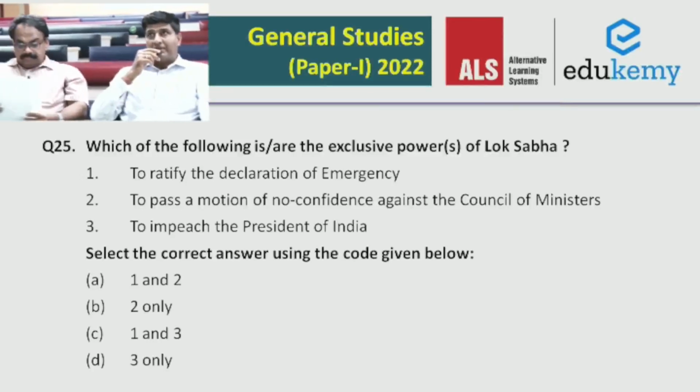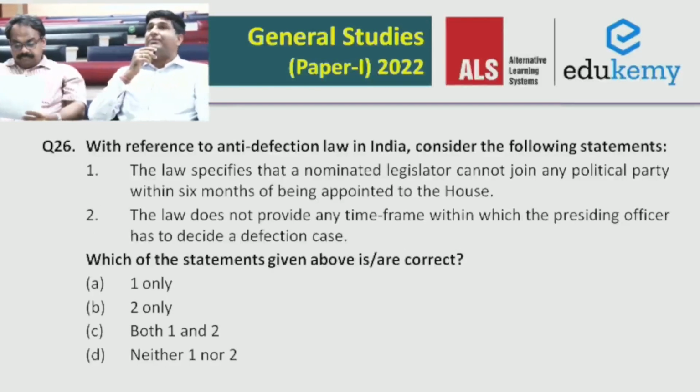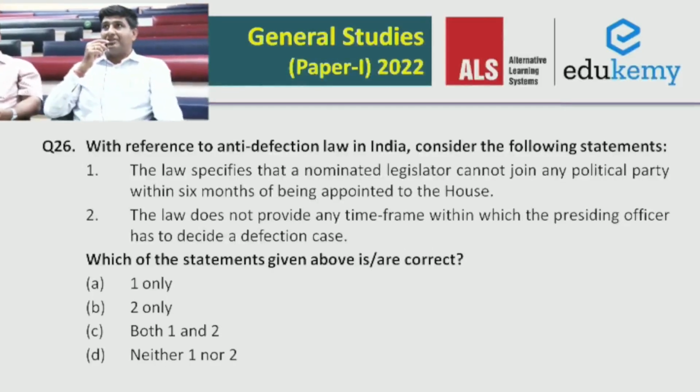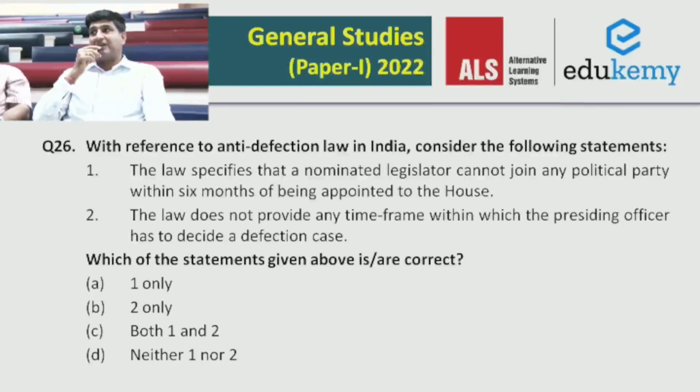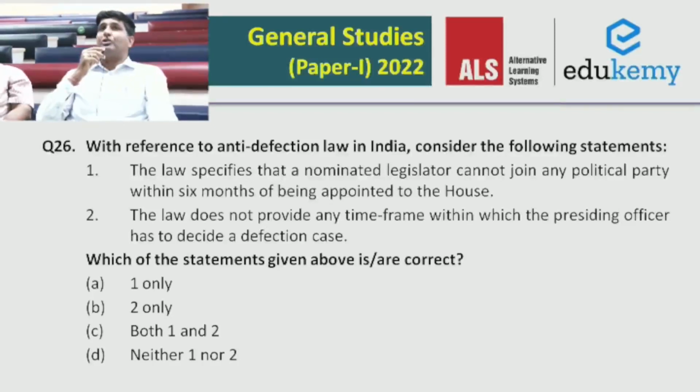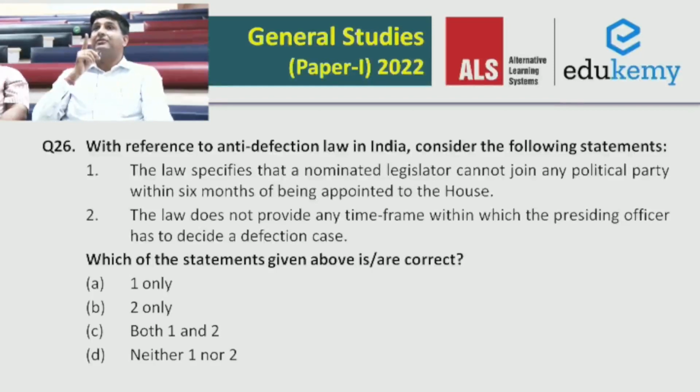Question number 26. Now, with reference to anti-defection law in India, consider the following statements. Two statements are given, and the first says that the law specifies that a nominated legislator cannot join any political party within 6 months of being appointed to the House. Rather, it is the other way around. If they have to join, they must join within 6 months. After 6 months, they cannot join. If they join after 6 months, that can attract anti-defection law and disqualification. So the first statement is wrong.